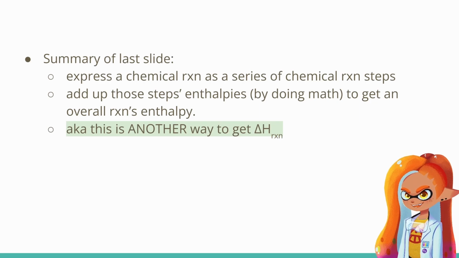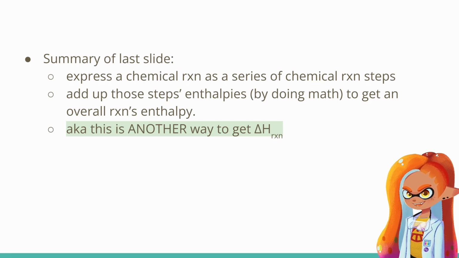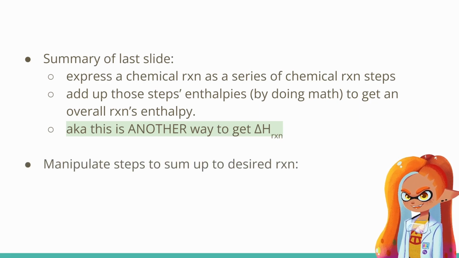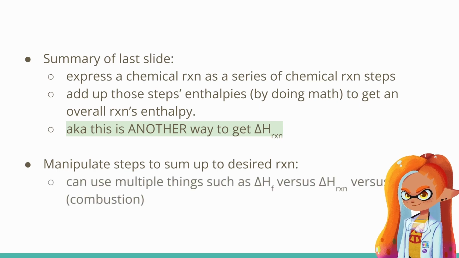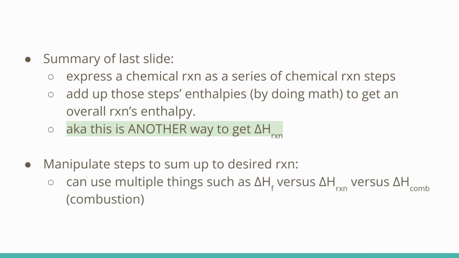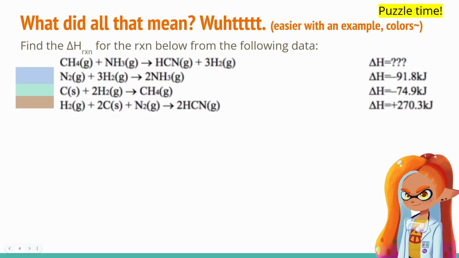Again, this is the third way of getting delta H reaction. So I went over bond energies, which was 6.7. 6.8 was the formation way. And then now this is the Hess's law way. And so we mess with those steps to get whatever we're trying to get to. And we could combine a whole bunch of stuff. So we can combine the delta HF. We can get the delta H reaction from a different reaction. We can also use delta H com, being combustion. All right, so what the heck did all that mean?